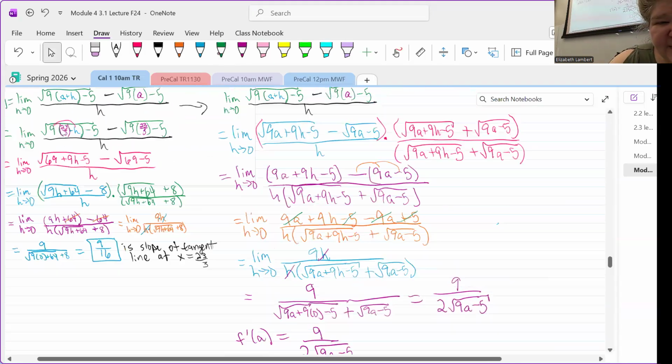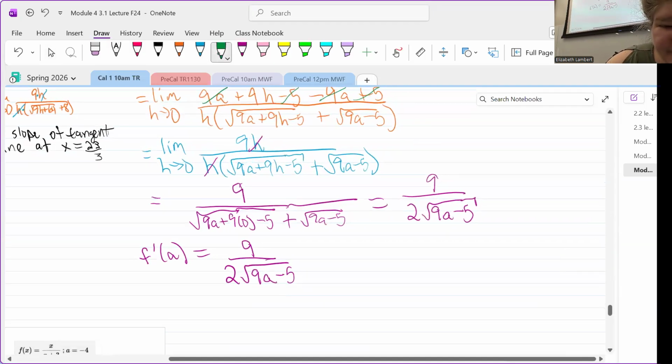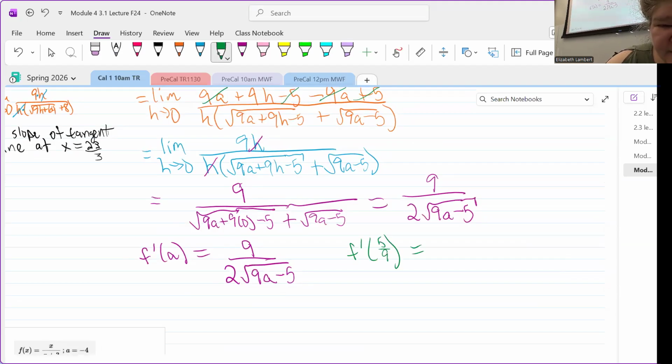Now the other number they gave us was 5/9. 5/9 is going to be a little weird. So 9 times 5/9 is 5. 5 minus 5 is 0. So we have 9 over 2 times 0. 9 over 0. This is undefined.